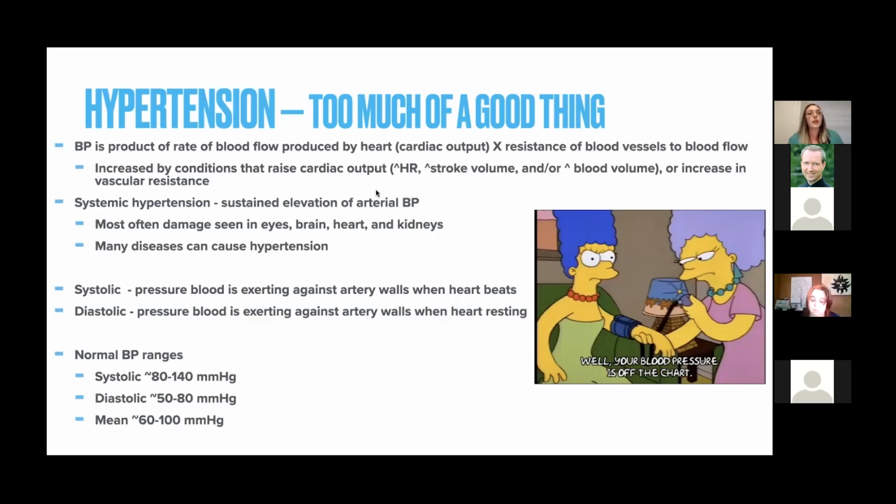Our blood pressure is going to be increased by conditions that raise our cardiac output. So this is our increased heart rate, our increased stroke volume and/or blood volume, or an increase in vascular resistance. Systemic hypertension is a sustained elevation of arterial blood pressure, and we're going to see damage, most commonly seen in the eyes, the brain, heart, and the kidneys.